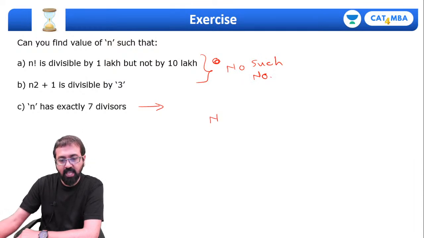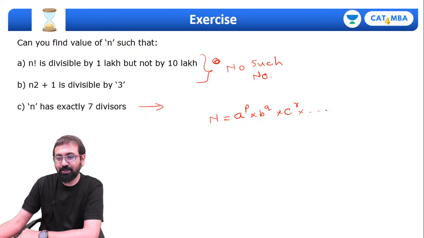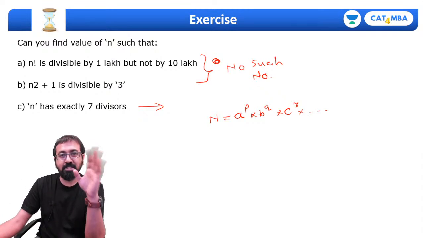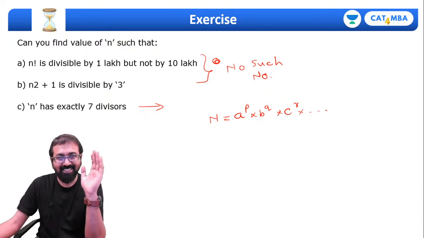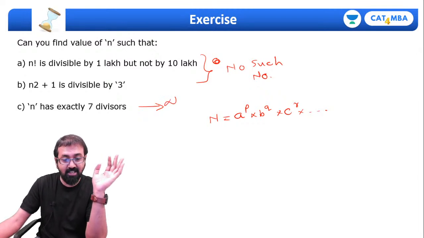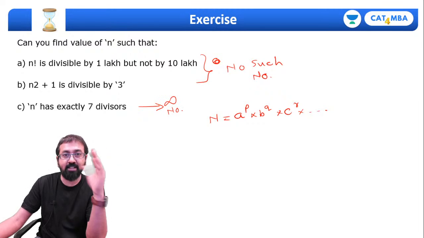So guys, for any number n of the form a raised to p, b raised to q, c raised to r, and so on and so forth. No, Shubhankar, there are infinite numbers for this one. So you are just going by the flow. There are infinite numbers. The answer is infinite numbers. Now let me explain why.